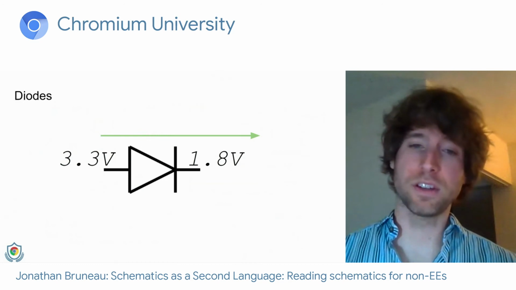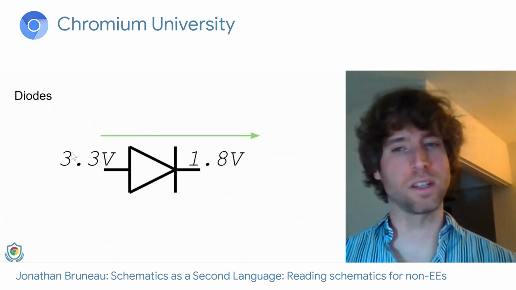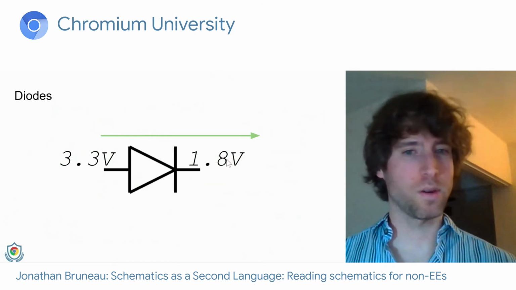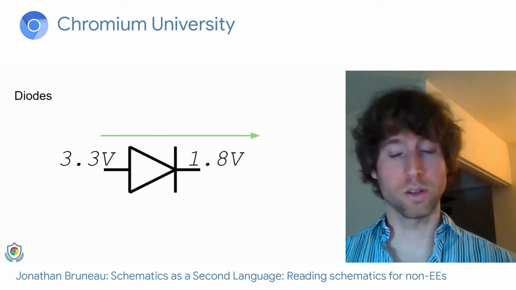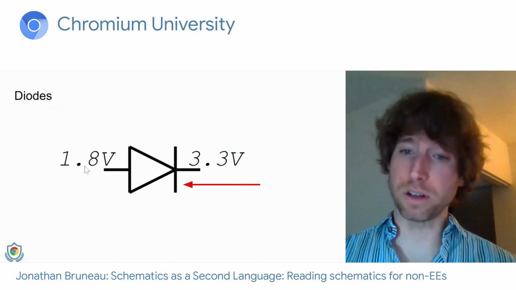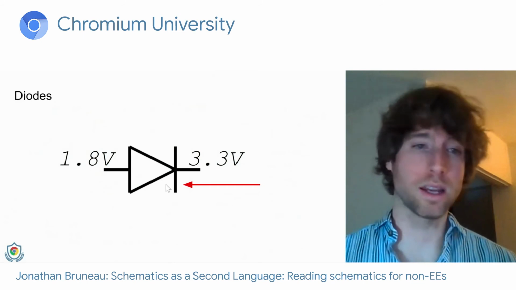So if I have a situation where I have 3.3 volts on the left and 1.8 volts on the right, the diode will turn on and let energy go through it. But if I have the reverse, the diode will block it.